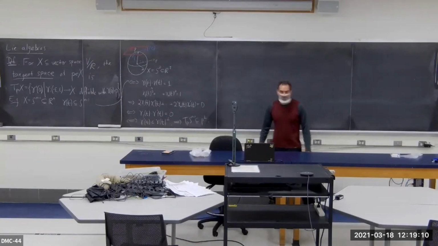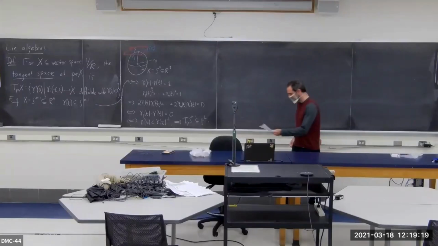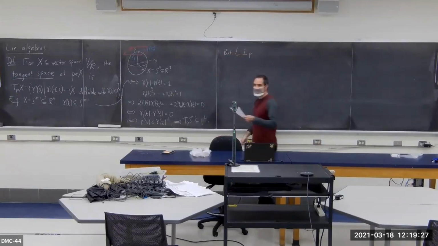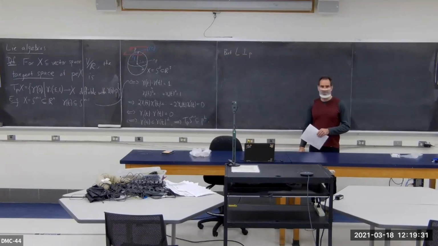It doesn't say that it equals p perp yet. All we've concluded at the moment is that any tangent vector must be orthogonal to p. Any tangent vector at p must be orthogonal to p. So how about the containment the other way? What happens if we have a line that's orthogonal to p? We need that line to be a tangent vector to p, right?